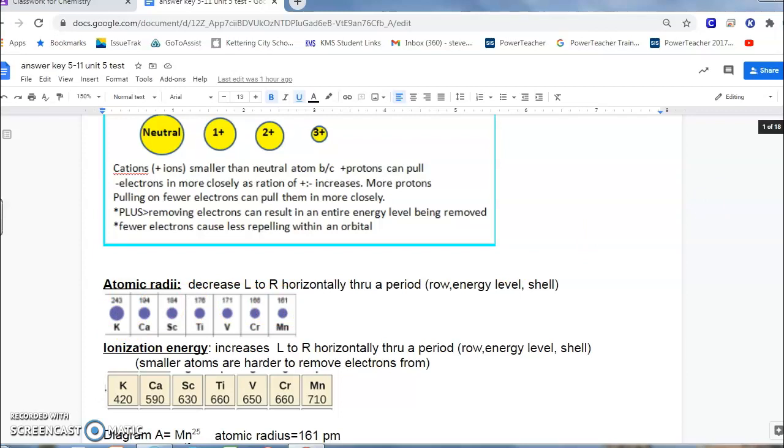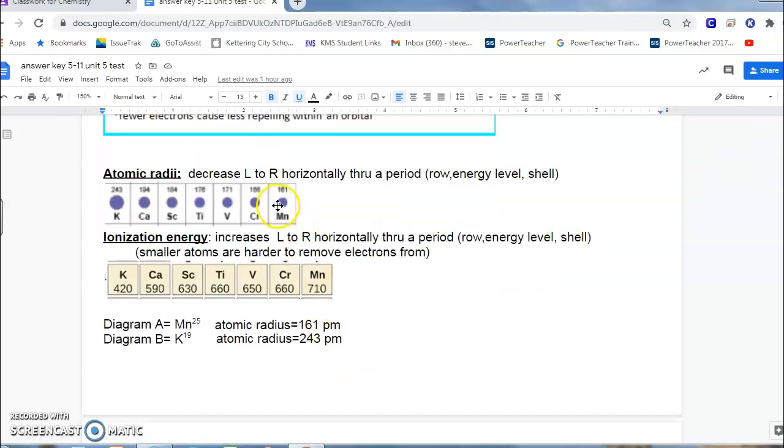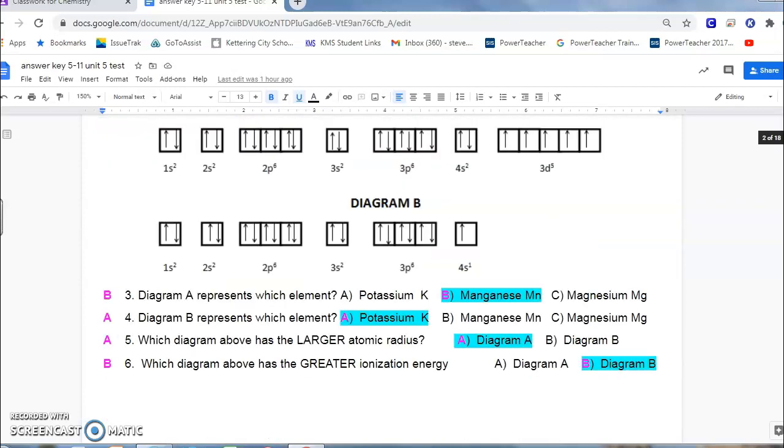Every time you go down another level, you're adding on another row. Here, we're not adding on rows. We're only adding on protons. Manganese has 25 protons pulling on the electrons. Potassium only has 19. 25 protons can pull the electrons in more closely. Therefore, diagram A would actually be the smaller, or which one has the larger radius? Diagram B would have the larger radius.